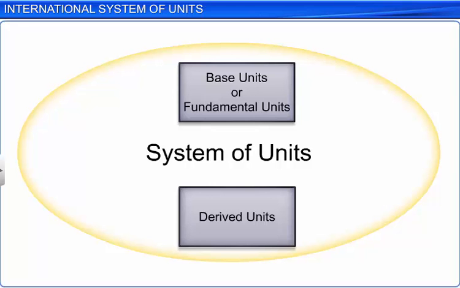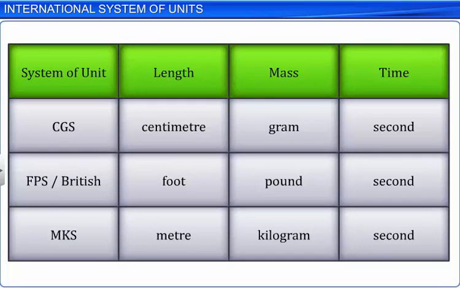Until recently, 3 major systems of units were in use in different countries based on the units of 3 fundamental quantities, namely length, mass, and time. Among these were the CGS system, which stands for centimeter, gram, second, and FPS, which stands for foot, pound, second, respectively. These units are adopted by Britain, and hence the system is referred to as a British system. The third system of units is the MKS system, which stands for meter, kilogram, and second.